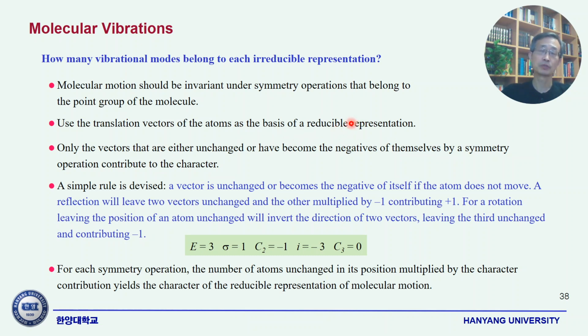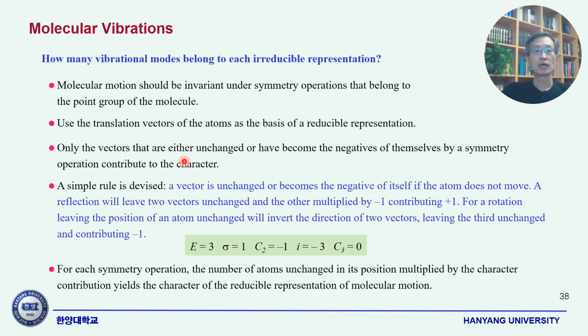There are three kinds of motion: translational, rotational, and vibrational. So rotational and translational motions are removed from the set of molecular motion. What is left are vibrational motions, and each vibrational motion, I would say vibrational mode, could be assigned to a symmetry representation, an irreducible representation of the point group. So each set of each different symmetry. So how do we do that?